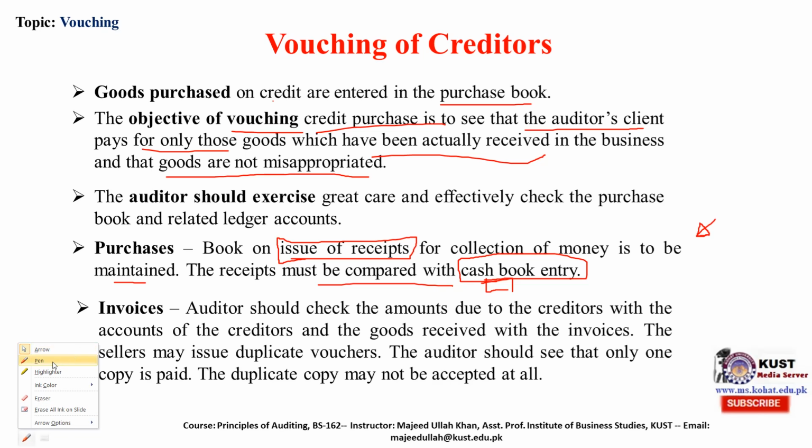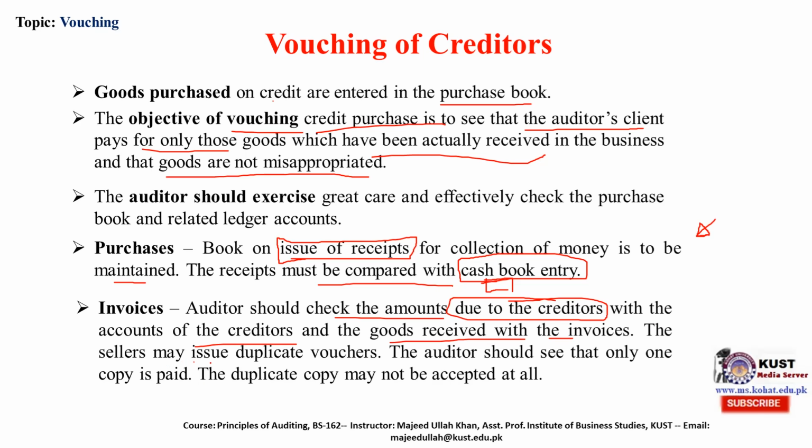Invoice: the auditor should check the amount due to creditors, that is, the amount the company is liable to pay, with the account of the creditors, and goods receipts with the invoices. So all these four documents should tally. If there is any discrepancy, the auditor should investigate it deeply.